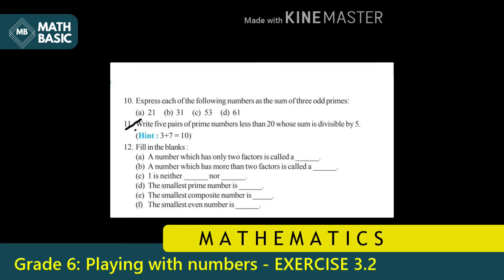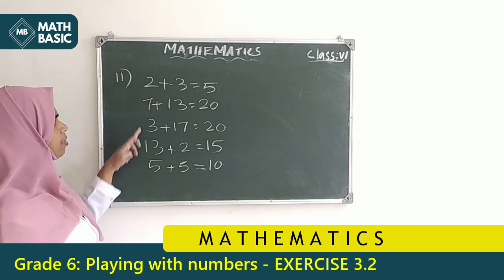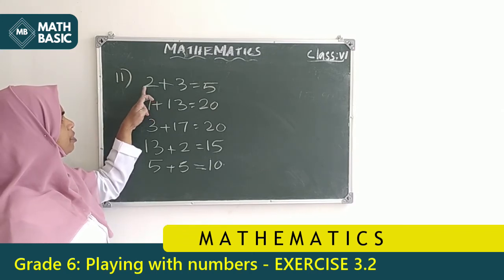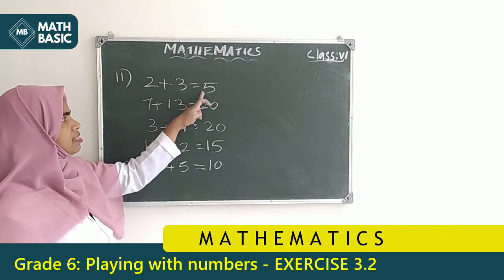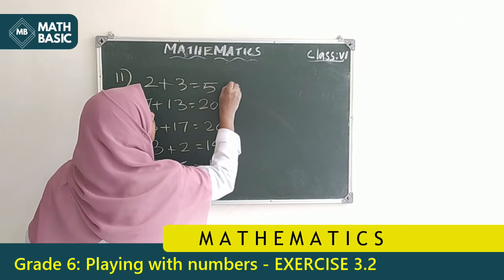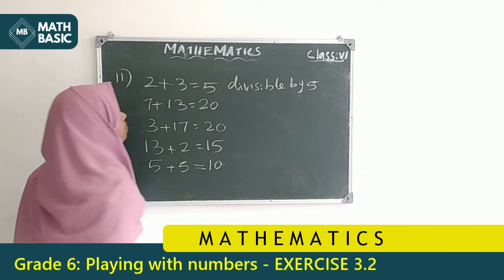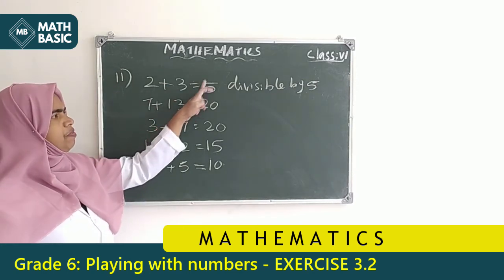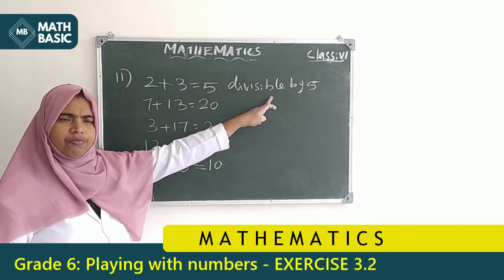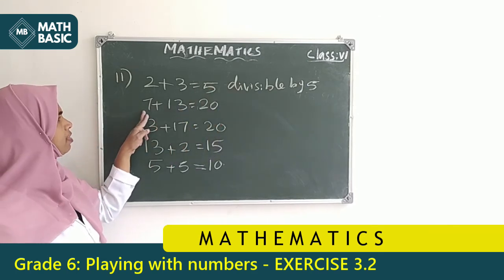Question number 11. Write 5 pairs of prime numbers less than 20 whose sum is divisible by 5. See, these are prime numbers. The pair 2, 3: their sum is 5, 2 plus 3 equals 5, and that is divisible by 5. 5 divided by 5, the quotient is 1.